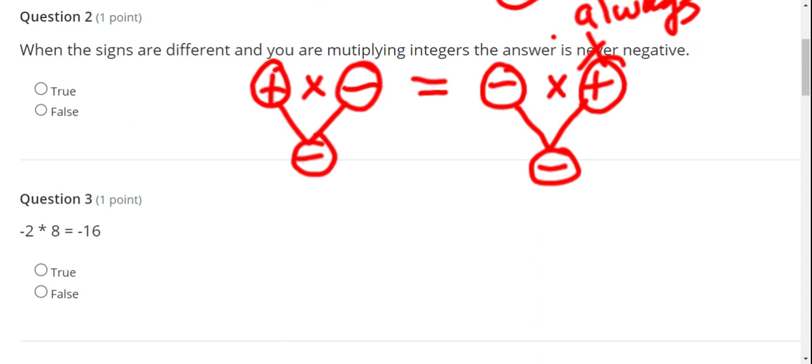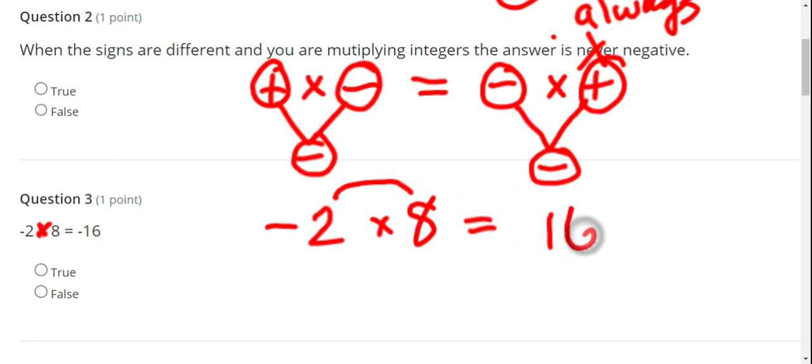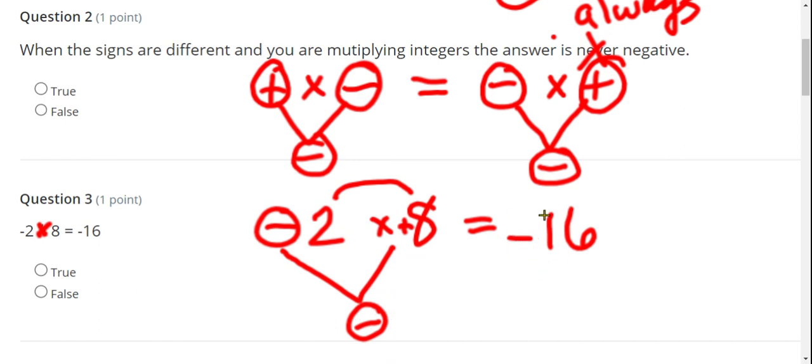Question three, this little star right here means multiplication. So we got negative 2 times 8. First things first, 2 times 8 is 16. And then a negative times a positive, we're going to treat that as a positive because there's no sign in front of it. The negative times the positive is not going to change that negative, so it will stay negative. So negative 16.